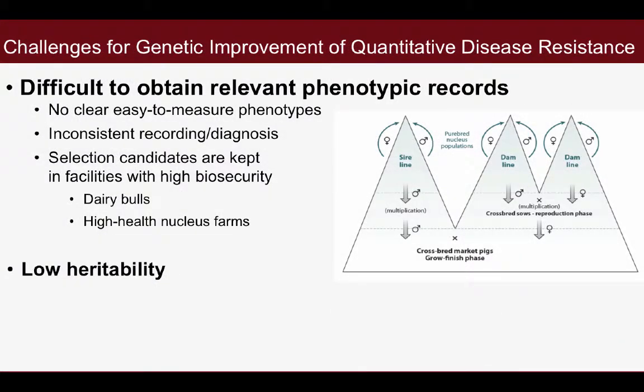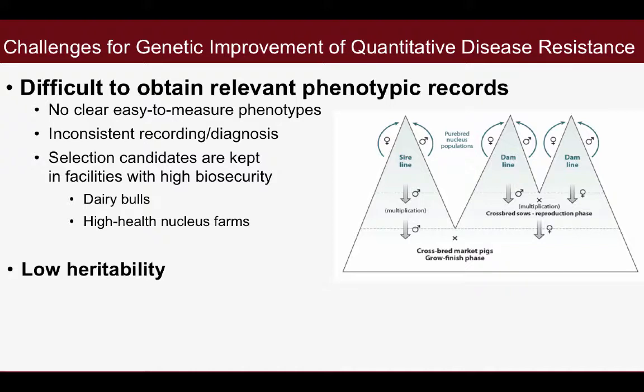One of the big challenges for the incorporation of selection for disease resistance in breeding programs is that it is very difficult to obtain relevant phenotypic data that can be used to estimate breeding values for disease resistance on selection candidates in nucleus herds. The reasons for this include that there are often no clear and easy to record phenotypes, that recording or diagnosis of diseases is often inconsistent, especially across farms, and in addition, selection candidates are often kept in facilities with high biosecurity, which means that the disease data cannot be recorded on selection candidates.